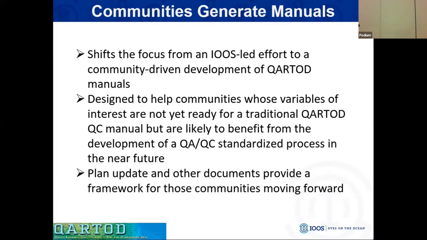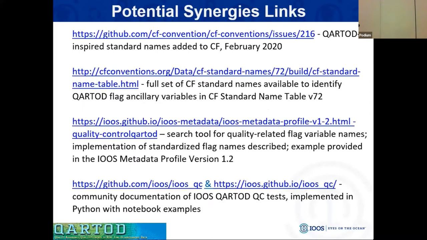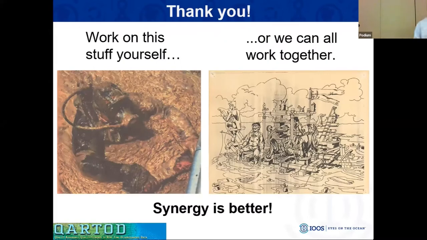So this is a potential synergy between IOOS Quartet, community, and ESIP that we might work on together. Here are other potential synergy links. If you go to these links, you'll find Quartet-inspired standards and recommendations. And if ESIP finds them useful and applies them or agrees to them, then we've achieved synergy. So we can work on these things ourselves, or we can all work together. Synergy is better. I hope I've inspired some collaboration and communication thoughts. Let's work together. Thank you.